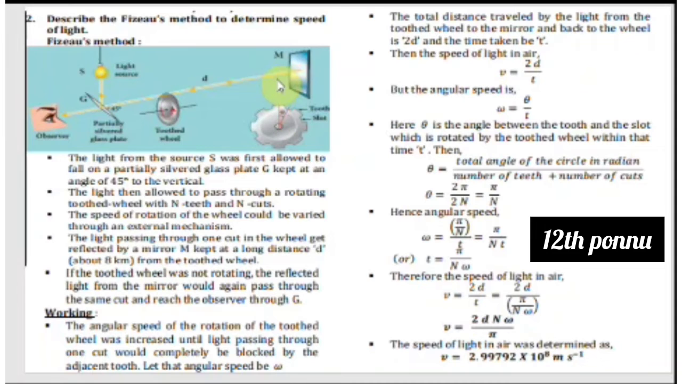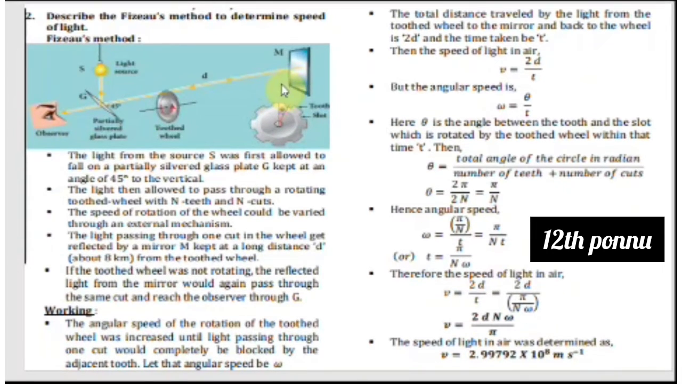Then how will you find the speed of light in air? What is speed? It is the rate of change of distance. So take the total distance 2D and time taken T. So V is equal to 2D by T. But what is angular speed? It is the rate of change of angular distance: angular distance theta divided by time taken T.